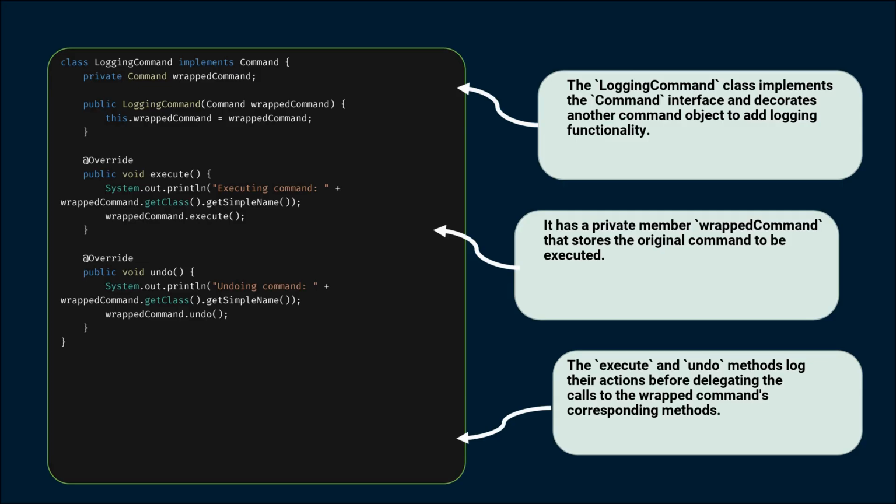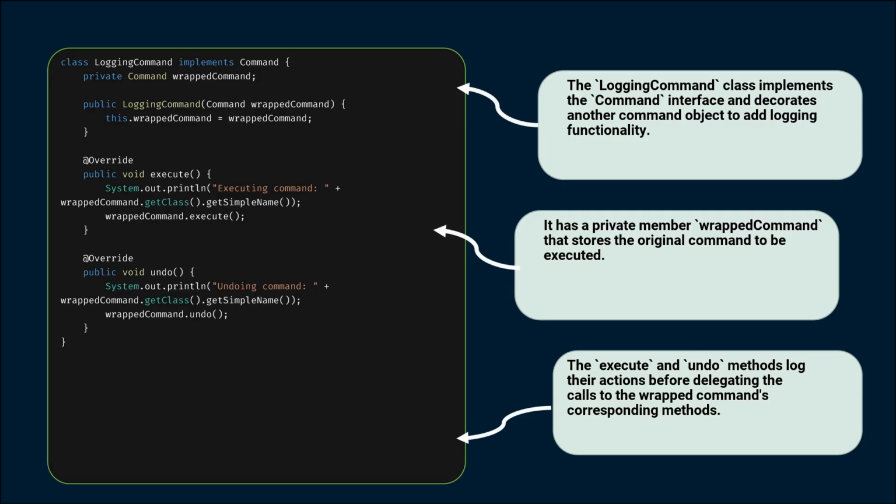The name of the command being executed is dynamically retrieved using reflection, ensuring the log remains accurate regardless of which command is wrapped. After logging, it delegates the execution to the wrapped command, allowing the original command's functionality to occur. Similarly, the undo method works in tandem with the execute method. It logs a message stating which command is being undone before calling the undo method of the wrapped command.